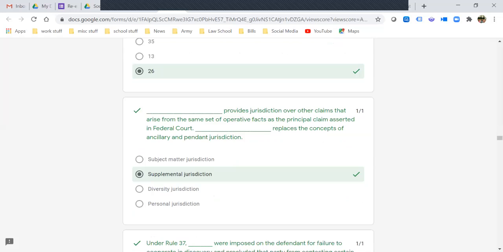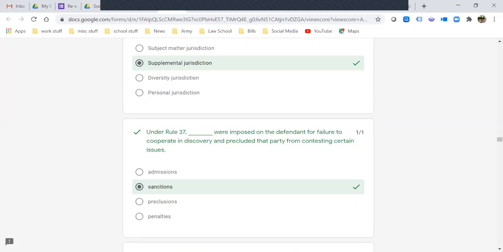All right. Supplemental jurisdiction, again, you need to know this one, provides jurisdiction over the claims that arise from the same set of operative facts as the principal claim asserted in federal court. I'll say that again. Supplemental jurisdiction provides jurisdiction over the claims that arise from the same set of operative facts as the principal claim.